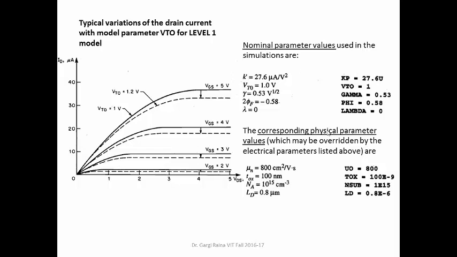values which may be overridden by the electrical parameters are also listed here, like the mobility mu n, which is given in centimeter square per volt second, TOX as 100 nanometer, doping density as 10 to the power 15 centimeter cube inverse, and the diffusion length parameter which is 0.8 microns. The units are designated here accordingly.